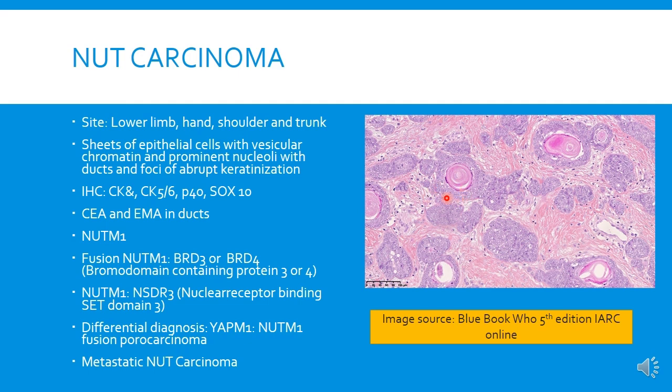IHC wise, this tumor is positive for cytokeratin 5/6, P40, SOX10, and CEA and EMA highlight the ducts, and NUTM1 is positive. So there is a fusion between NUTM1 and bromodomain containing protein 3 or 4, and there is nuclear receptor binding SET domain 3 fusion also. Differential diagnosis is porocarcinoma, because NUTM1 can be seen in both porocarcinoma and NUT carcinoma. But if you look at the morphology, you will notice how different it is from porocarcinoma, which appears very blue, and NUT carcinoma cells appear more vesicular in nature.